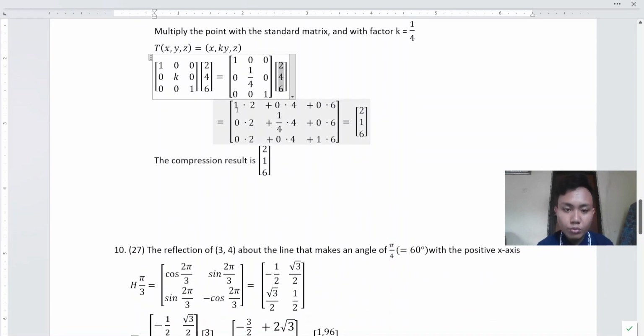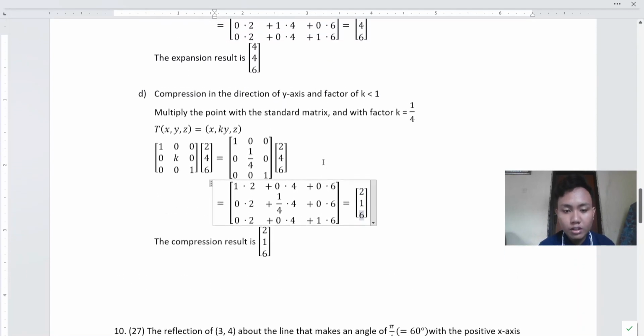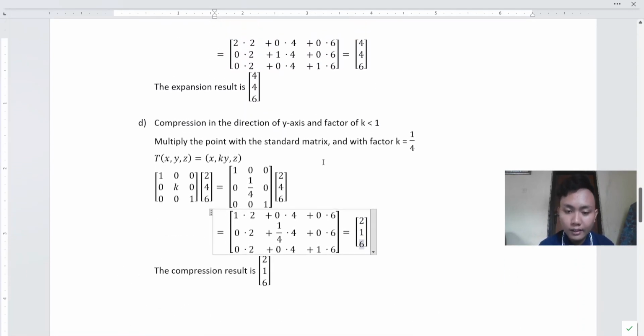So 1 times 2, it is equal to 2. 1/4 times 4, it is 1. And then 1 times 6, it is 6 here. So we get the compression result is 2, 1, and 6.